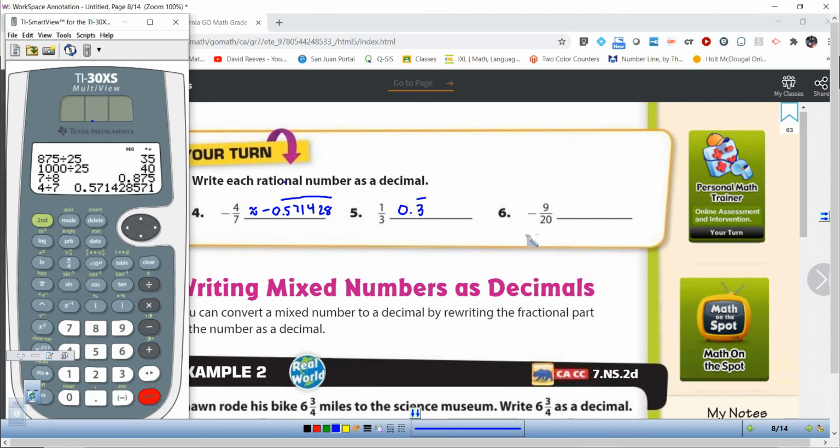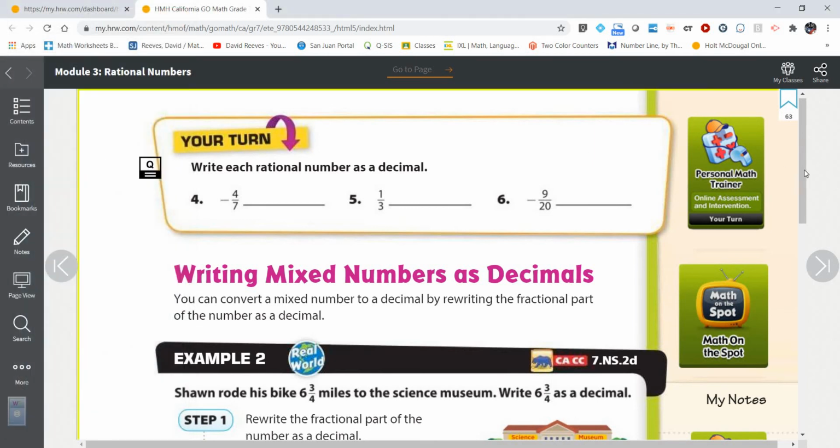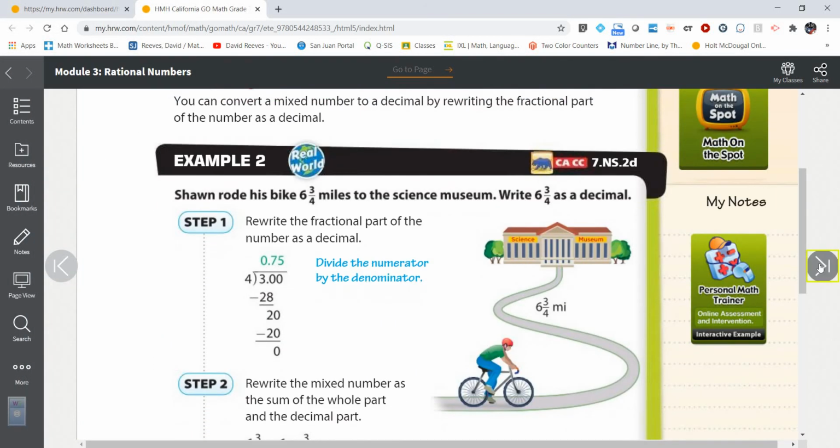All right, so negative 9/20. Now again, this is one that maybe you should be able to do without a calculator, right? Because if I multiply both of these by 5, I will get negative 45 over 100. And remember, decimals are powers of 10, of which 100 is. So I know the answer is going to be 0.45, and it's negative. But if you didn't know that, you can go ahead and just go to your calculator and go 9 divided by 20, and you will see 0.45. Okay?